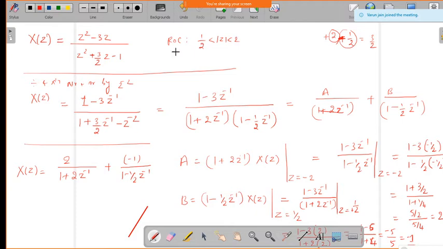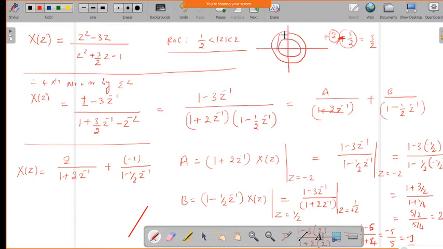So now see the ROC. Since |z| is greater than half and less than 2, the ROC will be a concentric ring, with the value at z equal to 2 and this will be half. Greater than half means it is a right sided sequence, less than 2 means it is a left sided sequence. So we can write this as left sided, and this as right sided.